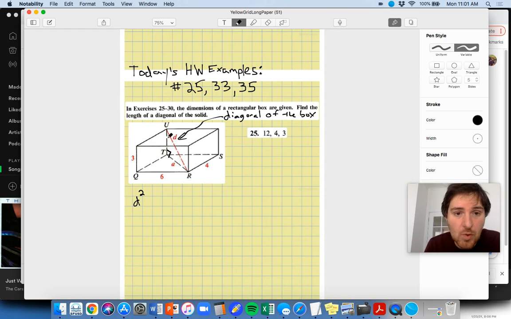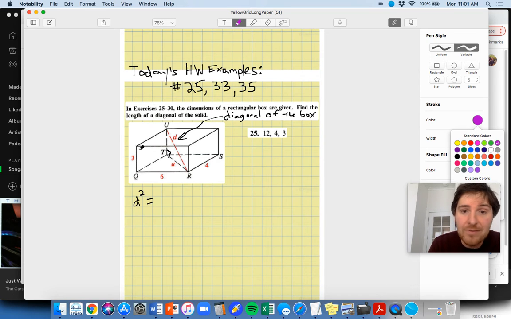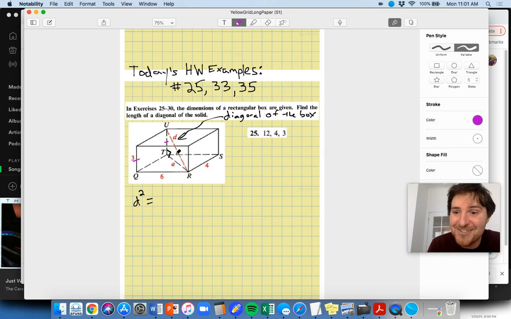So what we're going to know is that D squared equals U squared, okay? And what do we know about U squared? Well, it's going to equal 9. Why? This is a rectangle. We know that opposite sides are equal in a rectangular box. These are all rectangles in this diagram here.